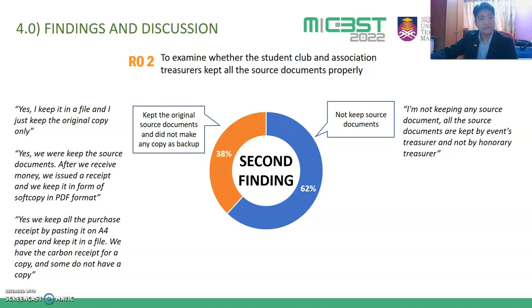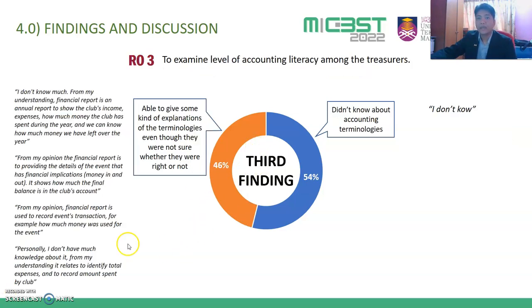In this finding, we found 62% of the participants admitted that they did not keep source documents, and some of them thought the event treasurer was the one responsible for keeping the source documents, not the honorary treasurers. The remaining 38% said they only keep the original source document and did not make any copy as a backup if the original was lost, and most of them keep the documents in the form of soft copies.